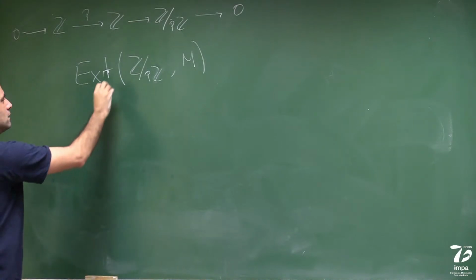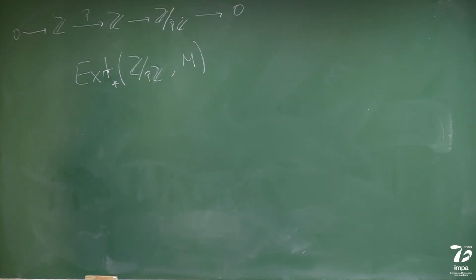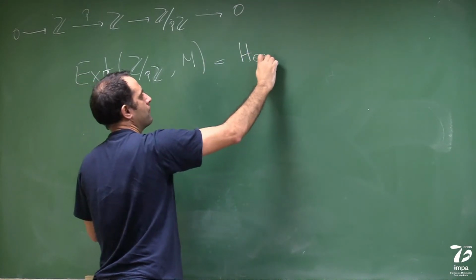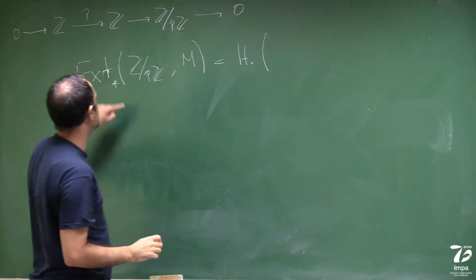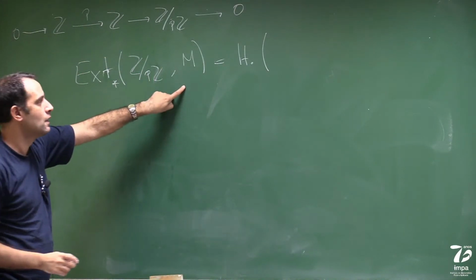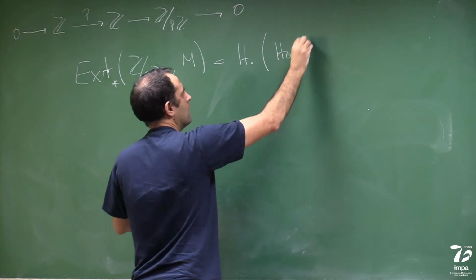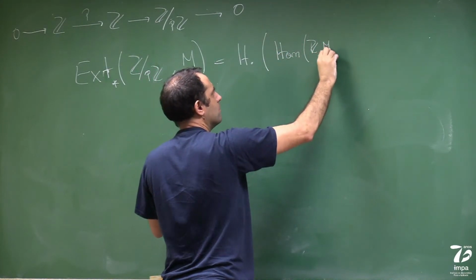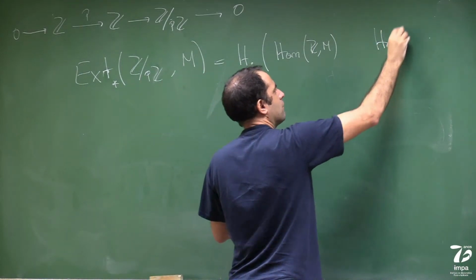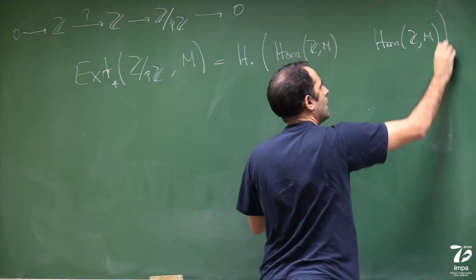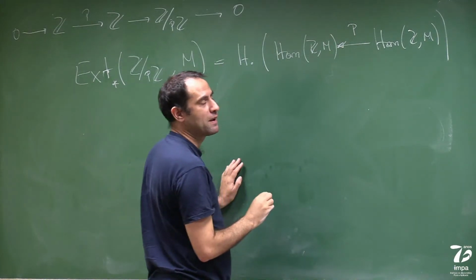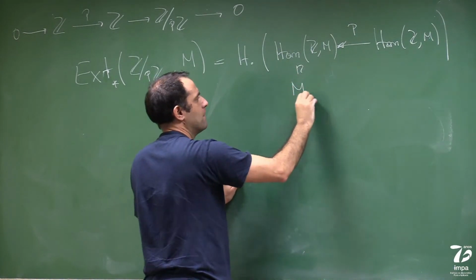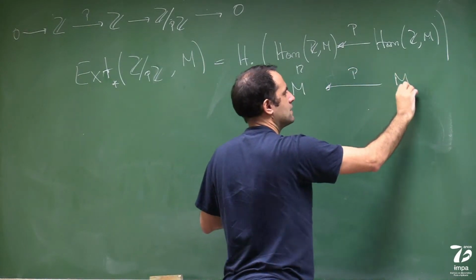So M is here some abelian group. So then this is the same thing as the homology of the complex that takes Hom from this guy into my M. So I need to look at Hom from Z into M, Hom from Z into M. Now Hom is contravariant, and this map is just the multiplication by p, in the sense that this is the same thing as M, and this is M.